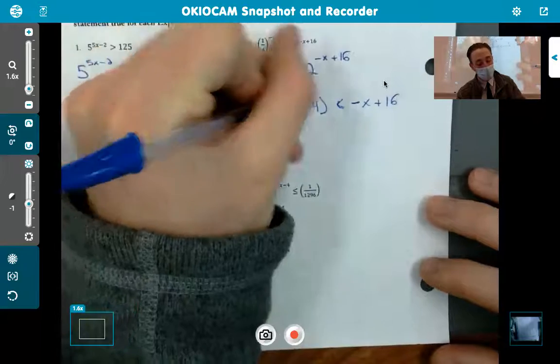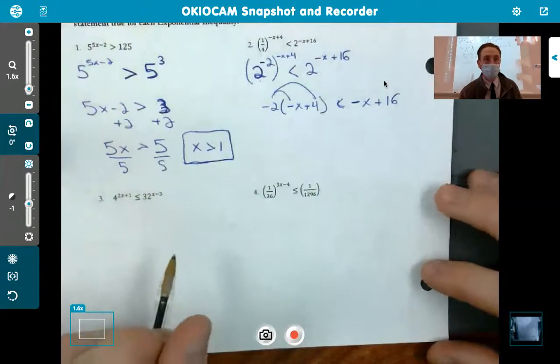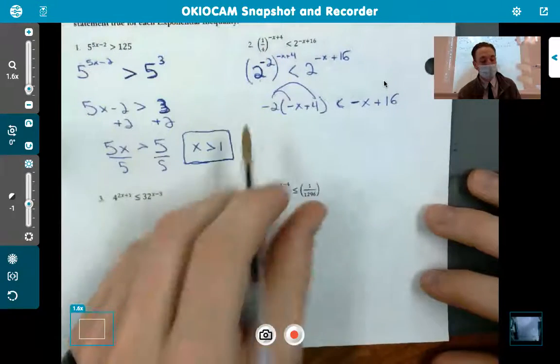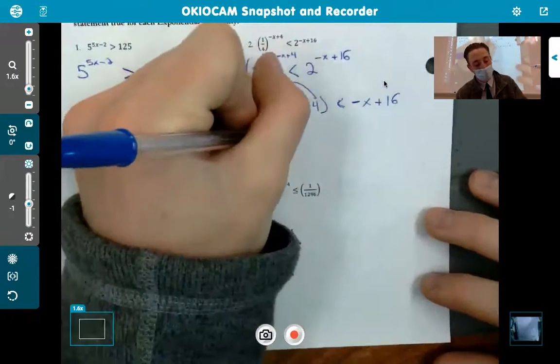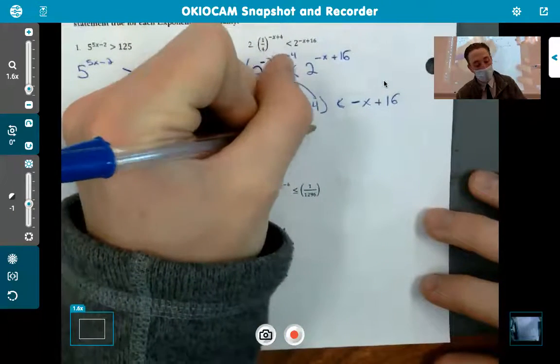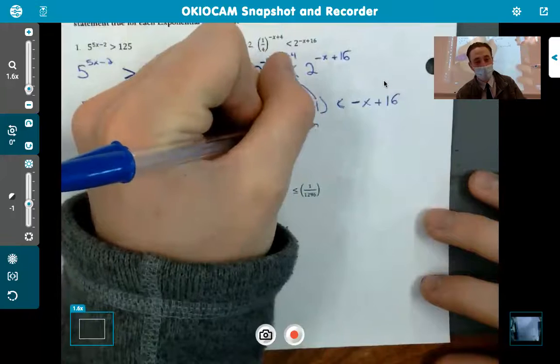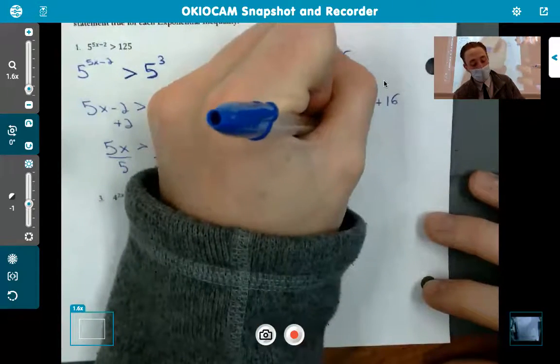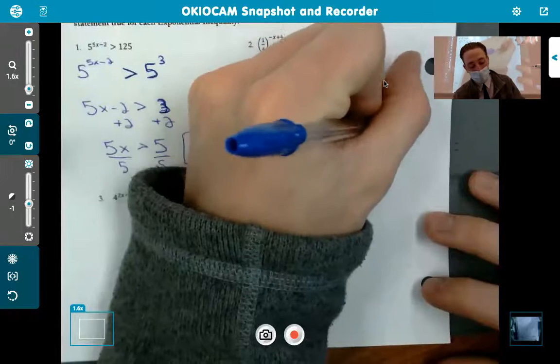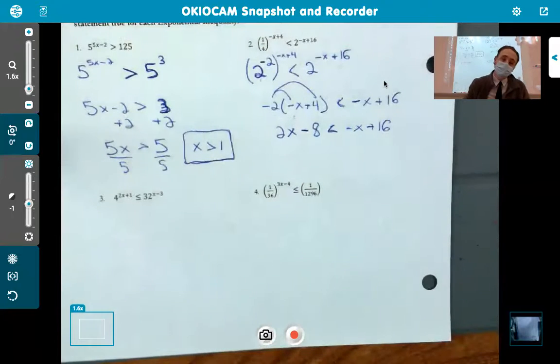So I'll distribute that negative 2. Negative 2 times negative x is going to give me what? 2x. Negative 2 times 4 is going to give me negative 8. So I just gave it away. And then that's less than negative x plus 16. Nothing changes on my right-hand side.